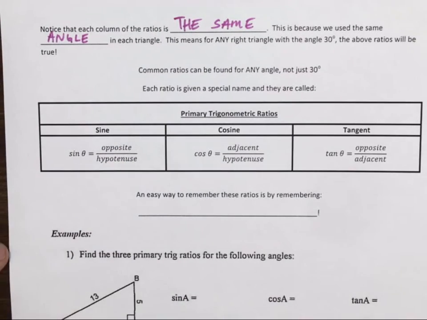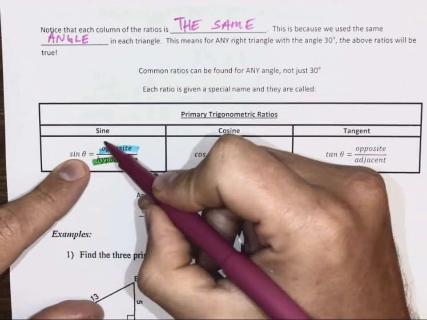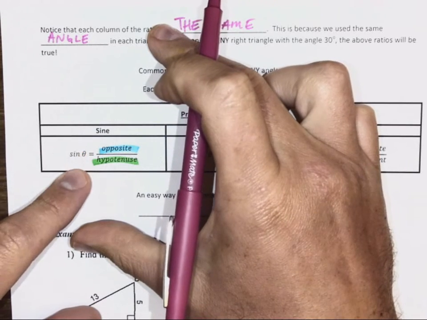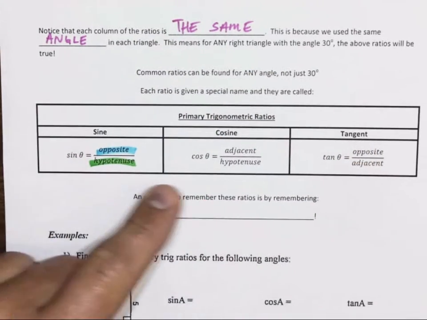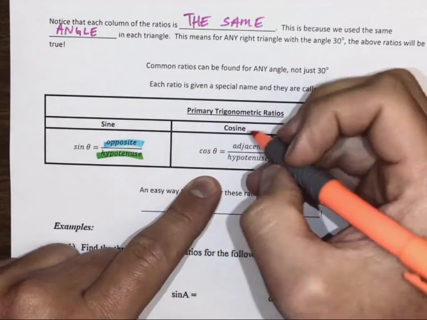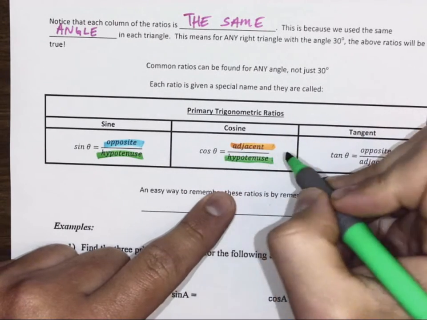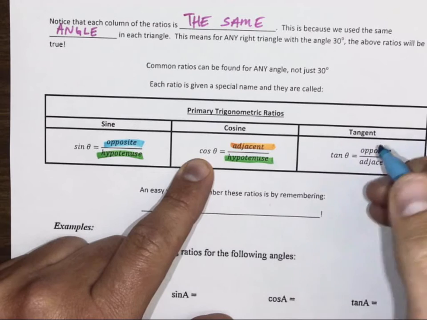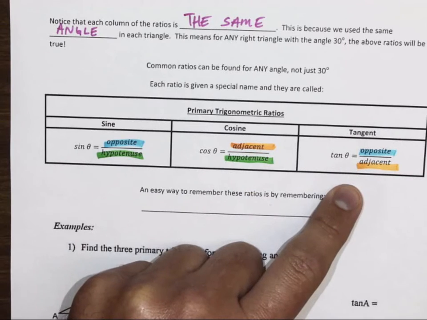So the first one that we did was opposite over hypotenuse. And so that is sine of that angle: the length of the opposite divided by the length of the hypotenuse. Even if it's a small triangle or a big triangle, it's always going to be the same number, which is equal to sine, opposite over hypotenuse. Cosine is going to be the length of the adjacent side divided by the length of the hypotenuse. That ratio is going to be equal to cosine of that angle from the corner we are looking at. And tangent will be the length of the opposite side divided by the length of the adjacent side.